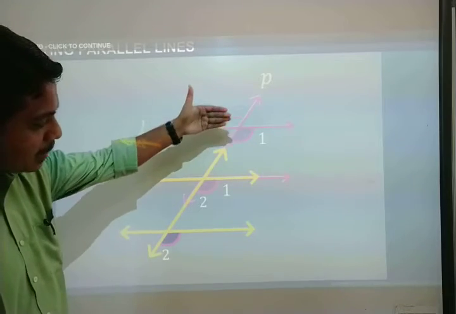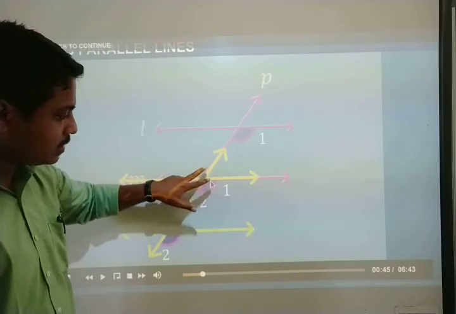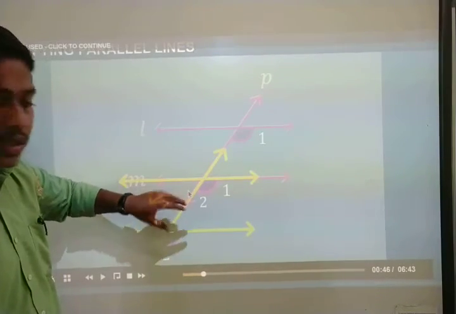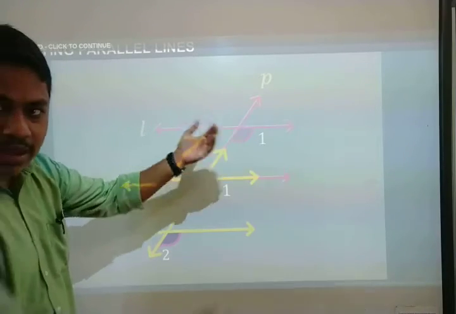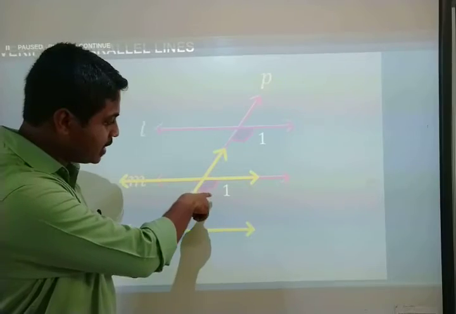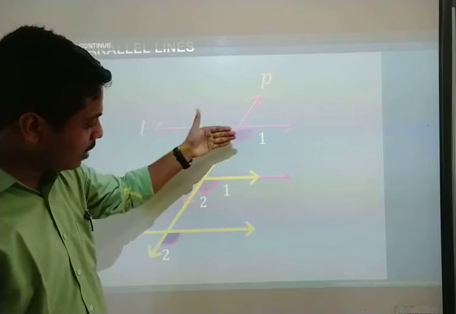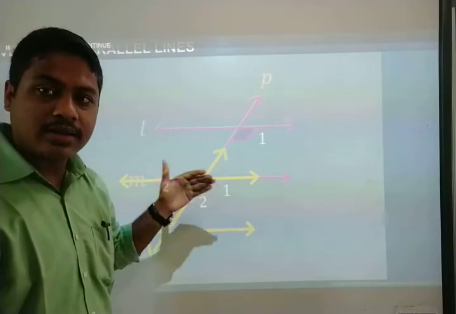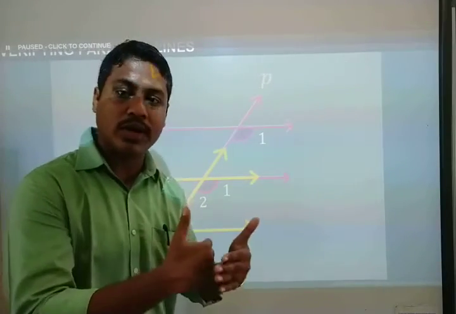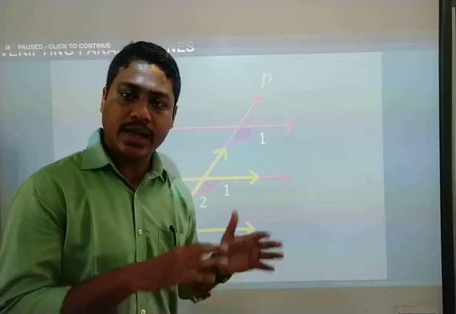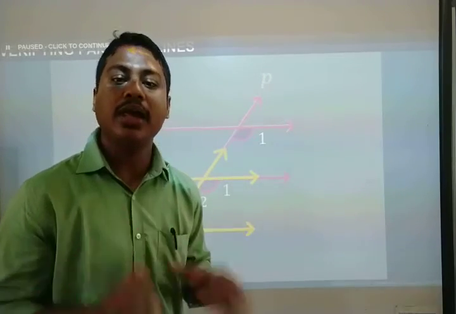So if you put the tracing paper below such that the traced line L is placed on the line M, you will see that the previous angle 1 has come in place of angle 2. You can see angle 1 and angle 2 are in the same place. So this proves that angle 1 and angle 2 are the same, because when you move the tracing paper below, it has overlapped angle 2. This means that the corresponding angles, when a transversal cuts parallel lines, are equal.